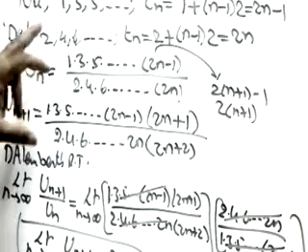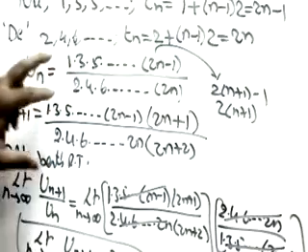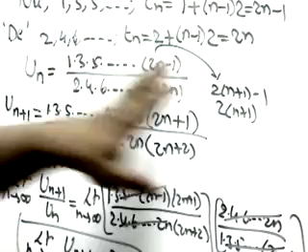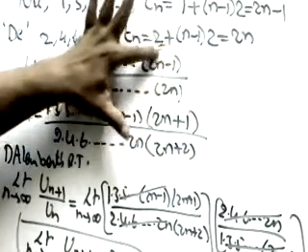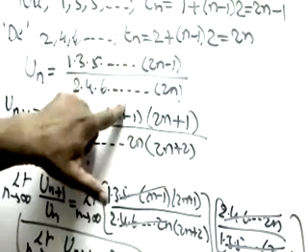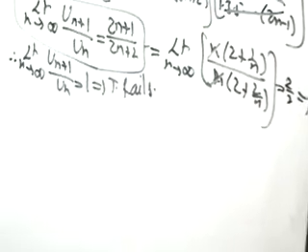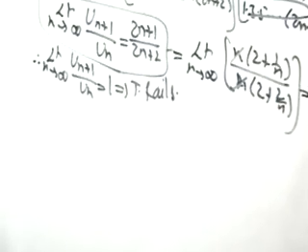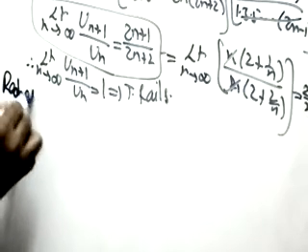When we have to change the method, we have u(n) as, watch carefully, 1 into 3 into 5, and so on. So we cannot use the comparison test because we cannot suppose v(n) here. It's difficult to suppose v(n) here. So we have to use Raabe's test. So what is Raabe's test? Let me write it now.